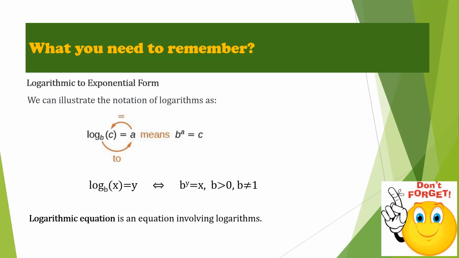What you need to remember: changing logarithmic to exponential form, we can illustrate the notation of the logarithm as logarithm base b of c is equal to a. This means that b raised to a is equal to c. Another, logarithm base b of x is equal to y. This is equivalent to b raised to y is equal to x, where b is greater than 0 and b is not equal to 1.